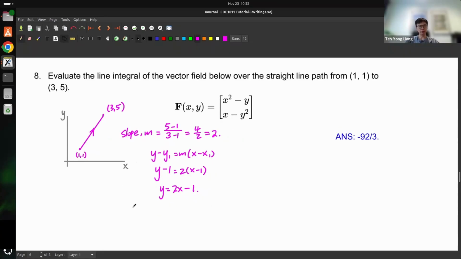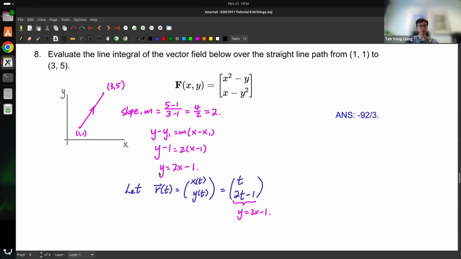Now you need to parameterize. Let r of t, which is just x of t, y of t. Then you just let your x be t, for example. If x is t, then y has to be 2x minus 1, so therefore 2t minus 1. Basically, this is your y equals 2x minus 1, because you have to follow along this path. So that's your parameterized path already.